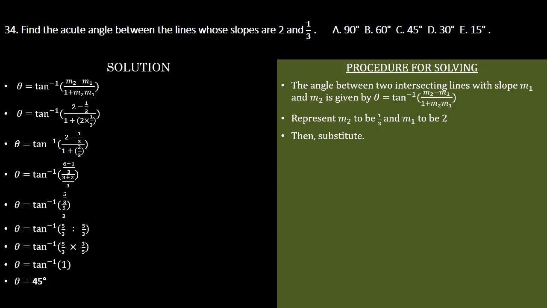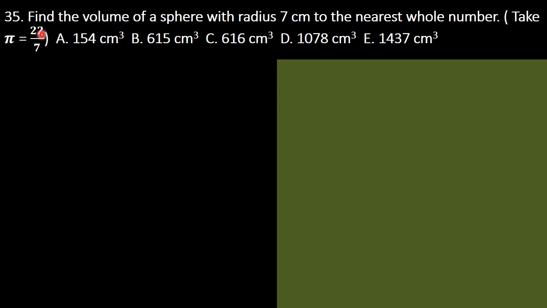Question 35. Find the volume of a sphere with radius 7 cm to the nearest whole number. Take pi equals to 22 over 7. The procedure for solving this: apply the formula of the volume of a sphere, 4 over 3 pi r raised to power 3. Then substitute for the given terms.